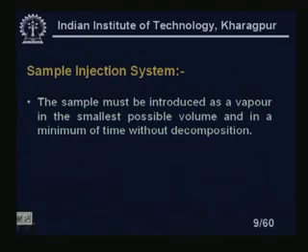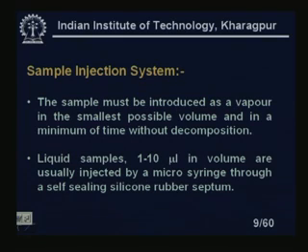The sample must be introduced as a vapor in the smallest possible volume and in a minimum of time without decomposition. It should not be decomposed, that is the most important thing. Liquid samples, of the order of 1 to 10 microliters in volume, are usually injected by a micro syringe through a self-sealing silicone rubber septum. It is a very small amount, 1 to 10 microliters, so a micro syringe is needed so that a very small amount can be injected.